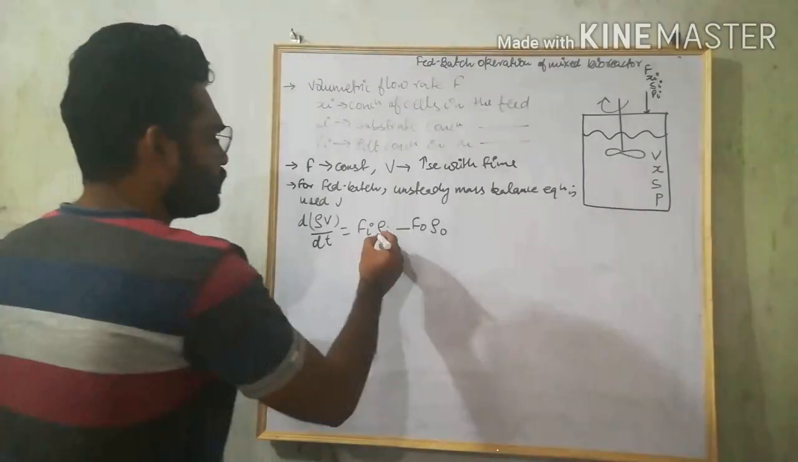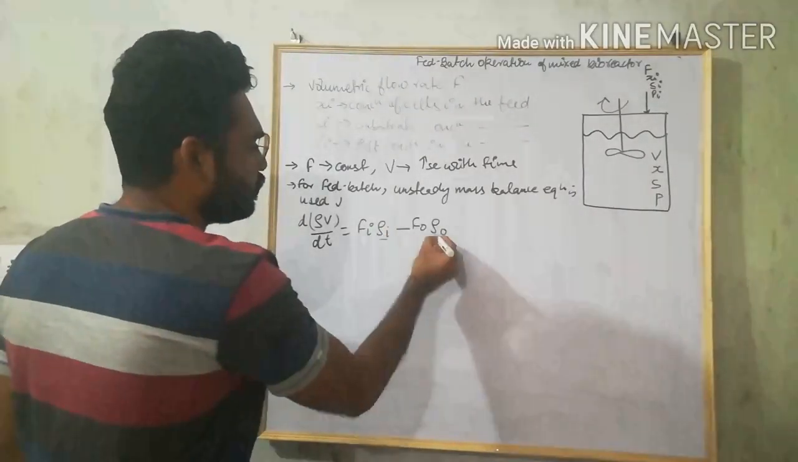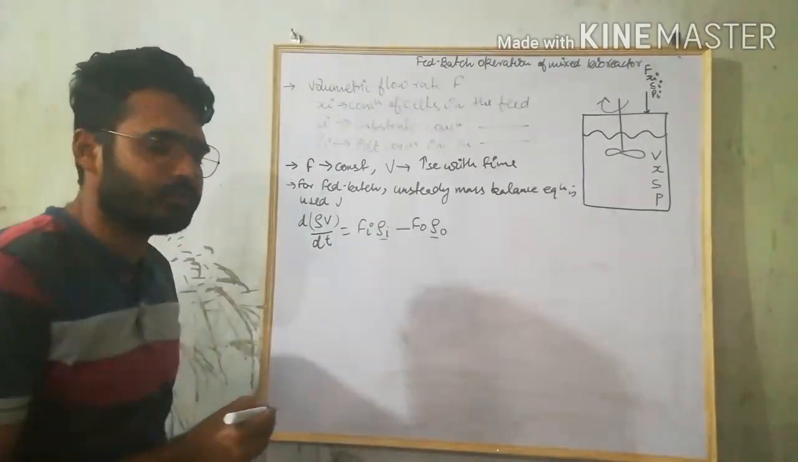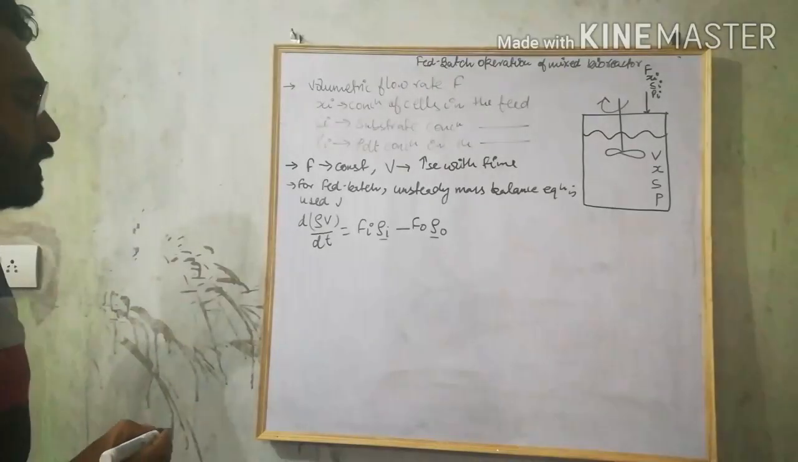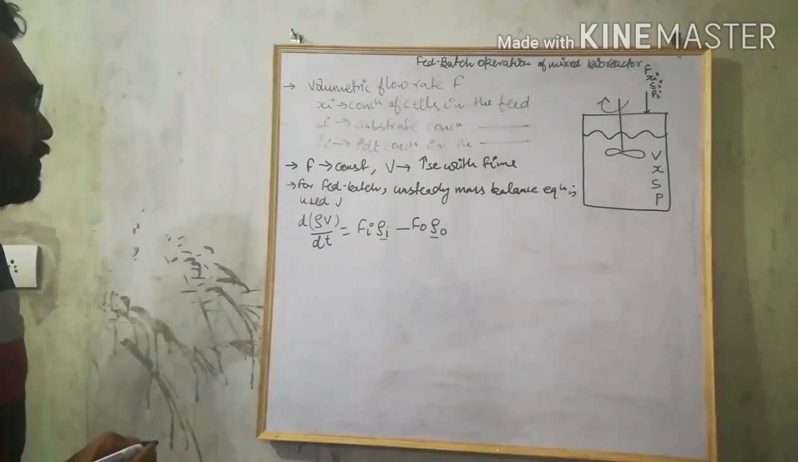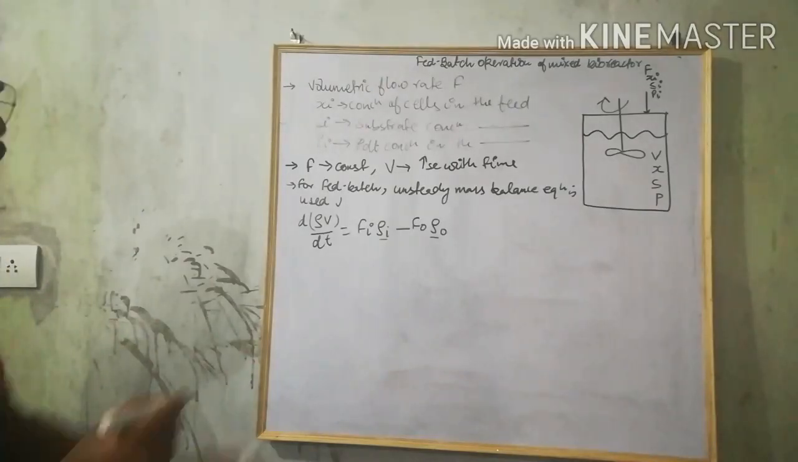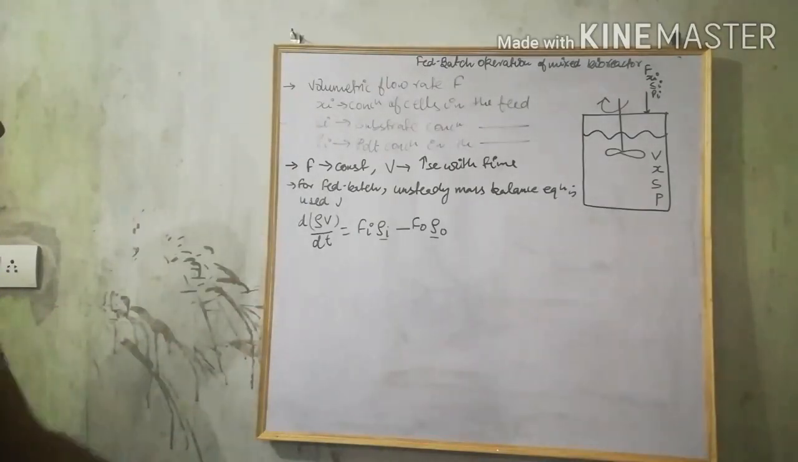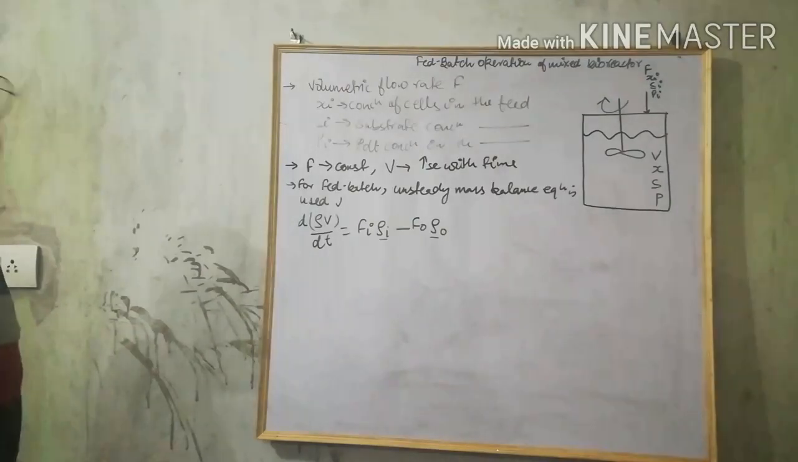So these terms are clear. Rho i and rho o are the densities of the input and output streams, Fi and Fo are the flow rates of the input and output streams, and rho is the density of the reactor content. V is the total liquid volume, right?